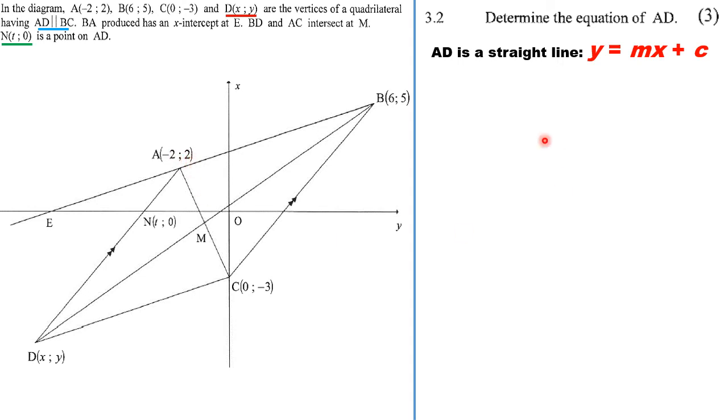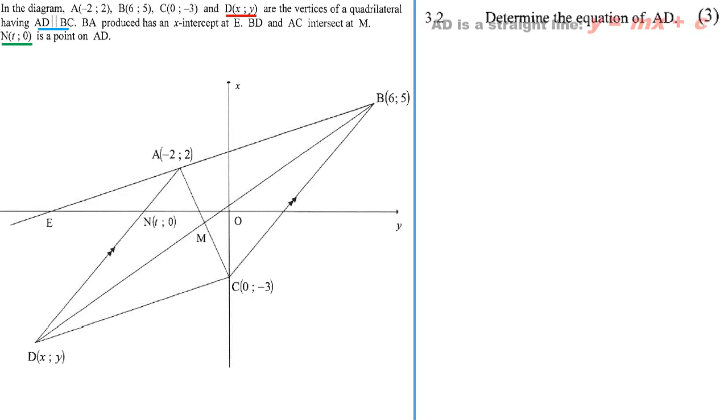And remember, that is why I underlined it at the beginning. AD is parallel to BC. I said parallel lines in this case will tell us something about the gradients. So the gradient of AD is the same as the gradient of BC. So we already have the gradient because we have already calculated it. The only thing that is left is c. And if we find c, then we have the equation.